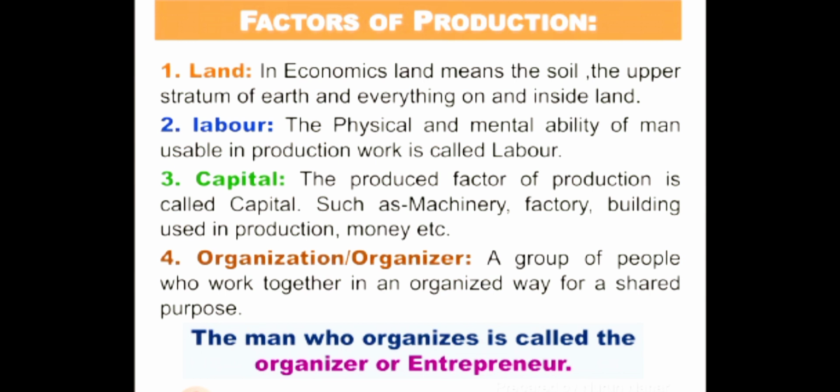The third factor of production is capital. The produced factor of production is called capital. Generally, we know money is capital, but in the sense of economics, machinery, factory buildings, buildings used in production, etc. will be defined as capital.